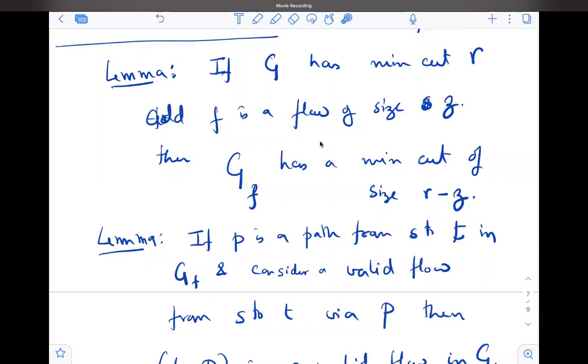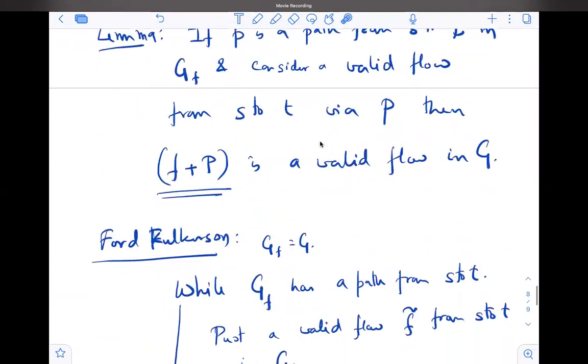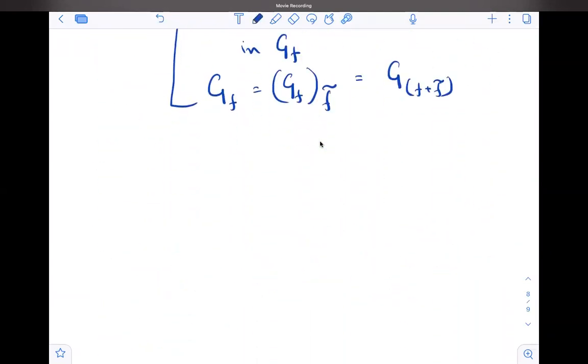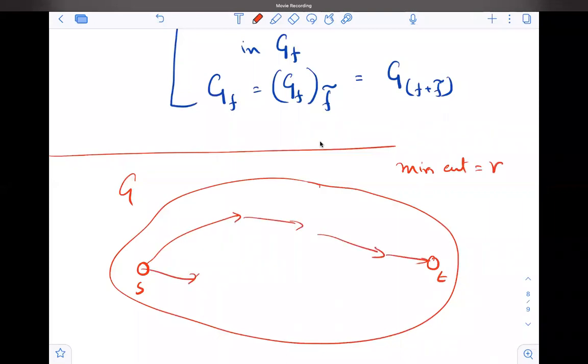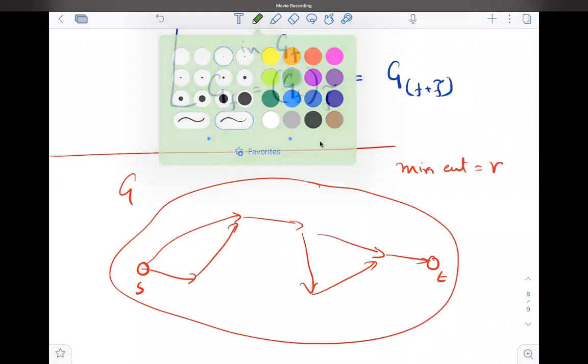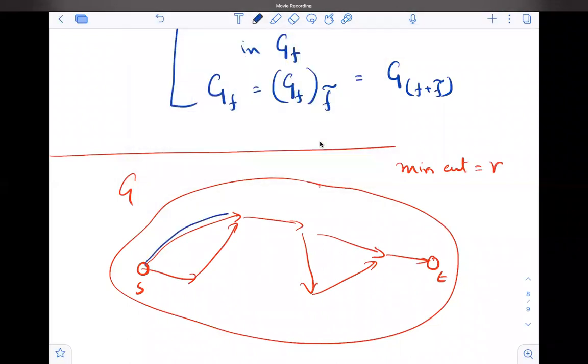Let's see. So let's consider the extreme case, that will be slightly easier to view. So I have a graph G here, I have an S, I have a T, and say the min cut is equal to R. And I have a flow. I mean the flow can be of various kinds, right? And of course there are these edges which are the standard edges, and there can be edges otherwise.